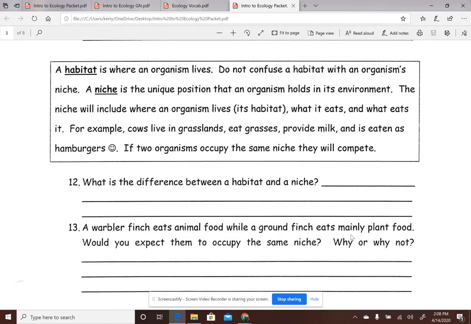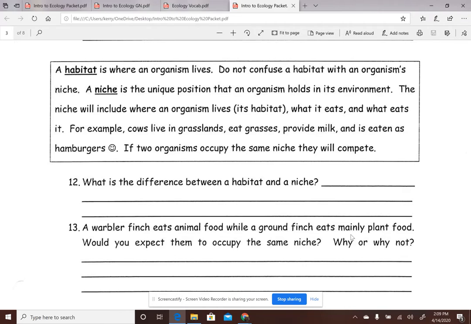So a niche would include where an organism lives, which is the habitat, what it eats, what eats it, basically anything that you can use to describe an organism. For example, cows live in grasslands, they eat grass, they provide milk, and they're eaten for hamburgers. If two organisms occupy the same niche, this is when you're going to see competition. When we start to talk about competition, we get into evolution a little bit.